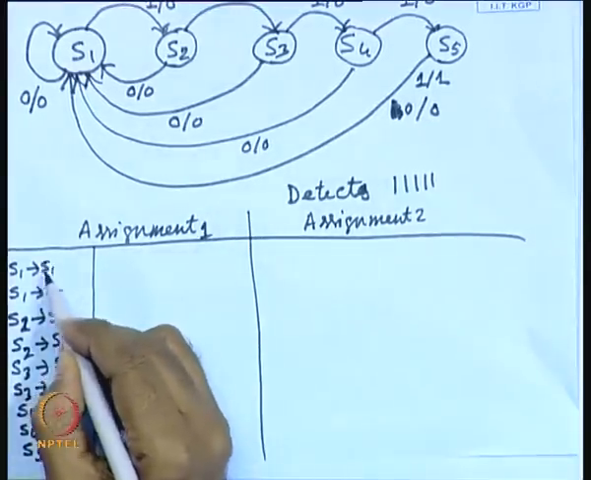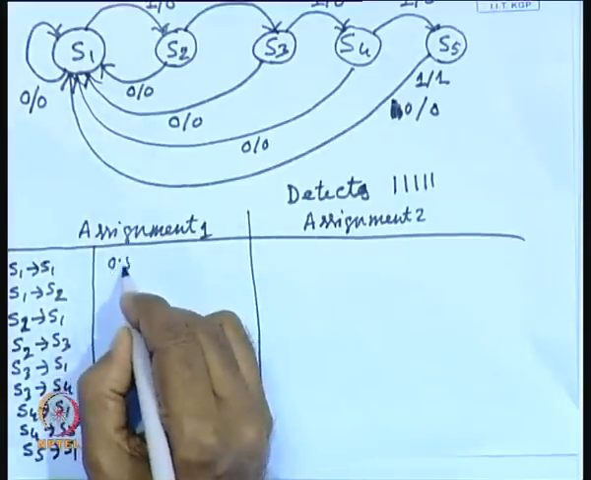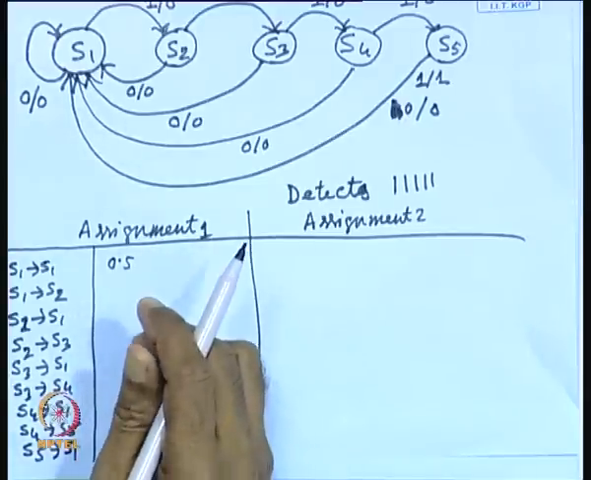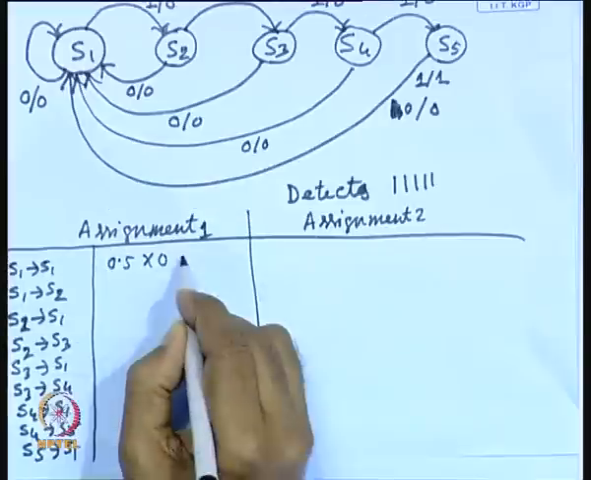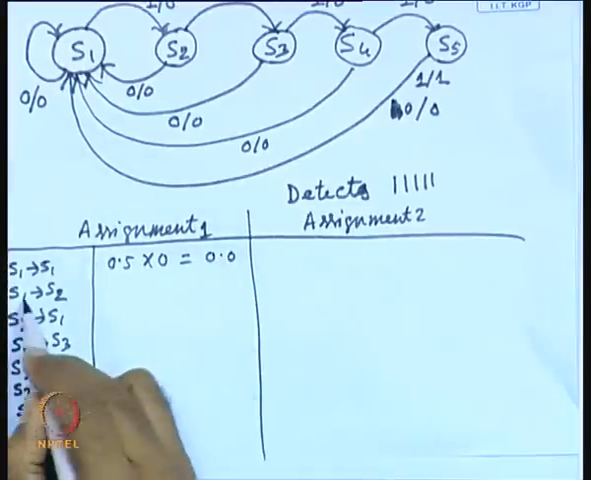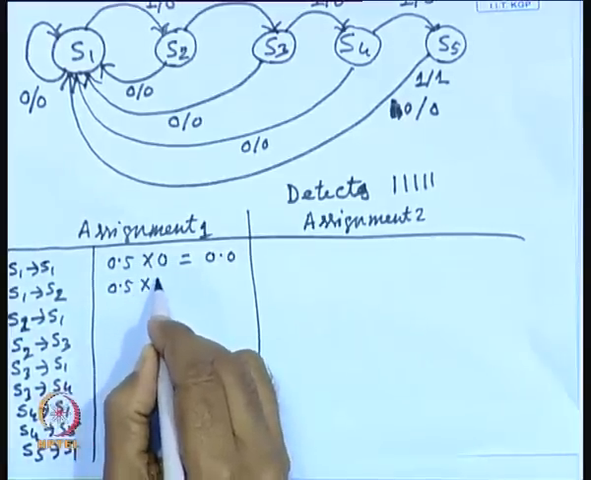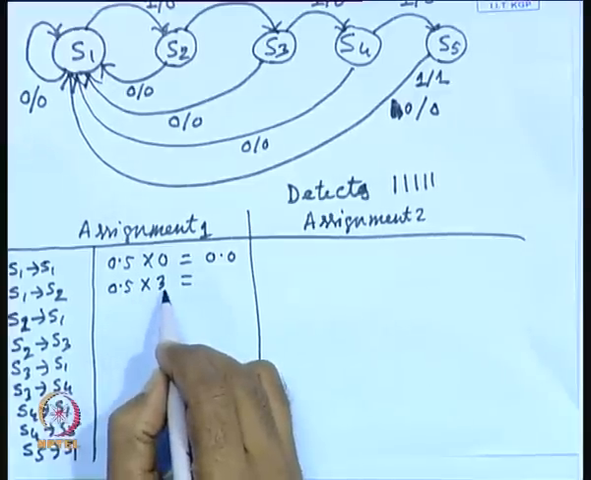So, whenever it goes from S1 to S1, the probability of transition is 0.5, and since the codes in this case are 000 and 000, the switching activity factor from S1 to S1 is 0. So, it will be 0.0. Whereas from S1 to S2, the probability of transition is 0.5, and the number of transitions is 3, because this is 000 and here it is 001.